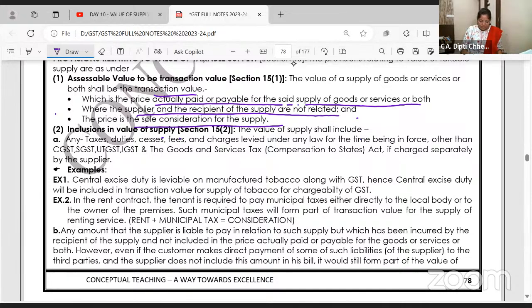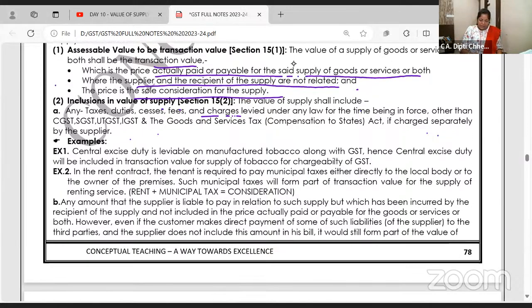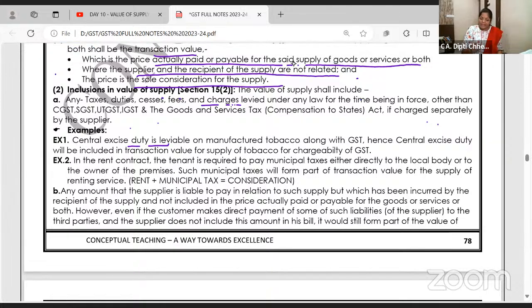Inclusion in the value of supply. Any taxes, duties charged under the CGST and IGST Act, if charged separately, okay, right? So that will come here. Inclusion, all like central excise duty, I said include that and charge GST. On tobacco, today also excise duty is there. So 100, excise duty 12. On 112, GST will be say 18%.